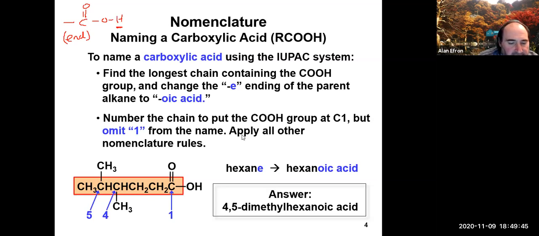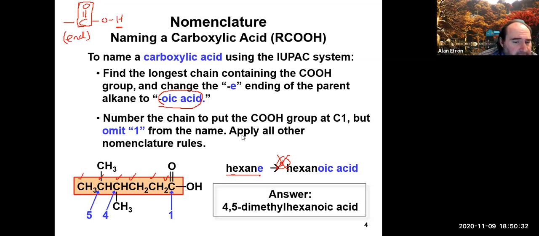And if we do our longest chain here, which is in the box, we have 1, 2, 3, 4, 5, and 6 carbons. 6 carbons is based off of hexane. And for our carboxylic acid, we end it with oic acid. So this is hexanoic acid in this particular case. Hexanoic acid for our 6 carbons that has that carboxylic acid group at the end. Now, much like an aldehyde, because this group has to really be at the end of the molecule, we don't have to insert any type of number here. So we don't need any number with it.